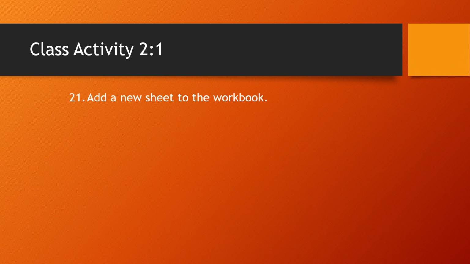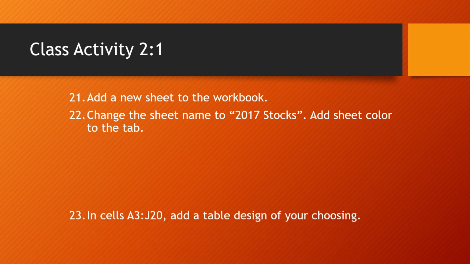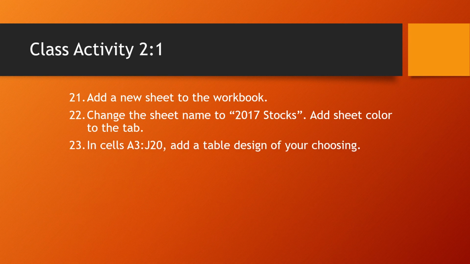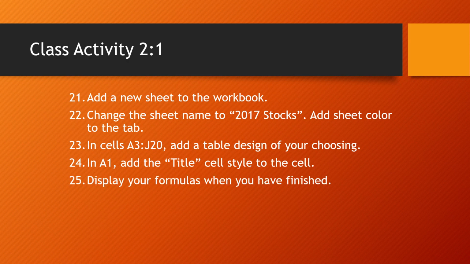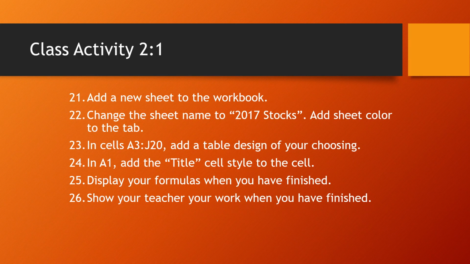Add a new sheet to the workbook. Change the sheet name to 2017 Stocks. Add a sheet color to the tab of your choosing. In cells A3 through J20, add a table design of your choosing. In A1, add the title cell style to the cell. Display your formulas when you have finished. Show your teacher your work when you're done.